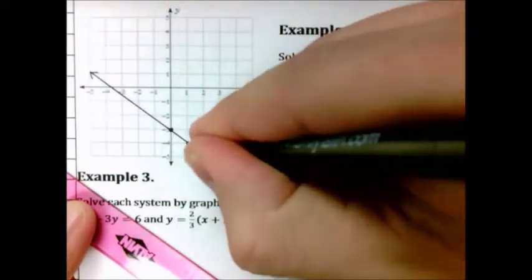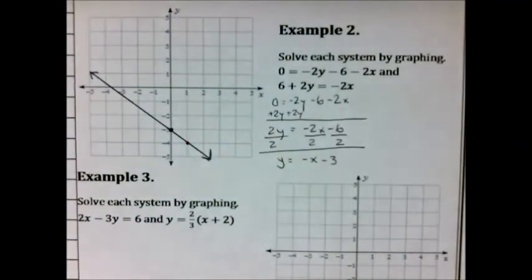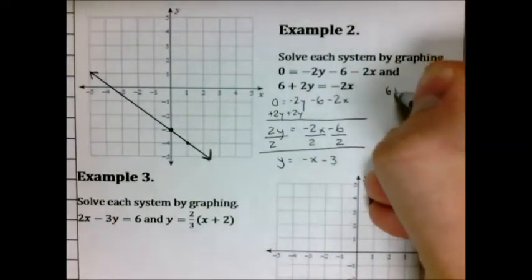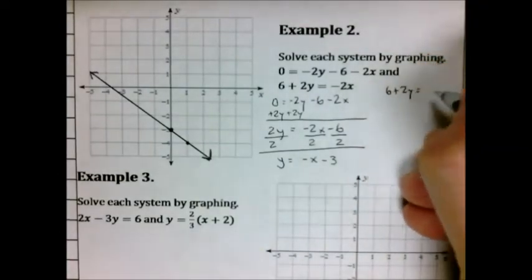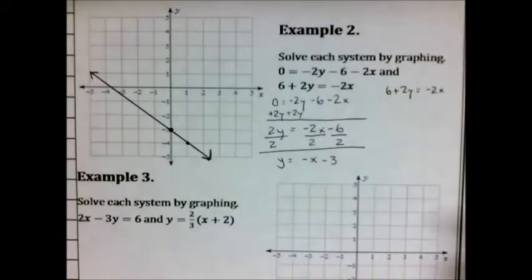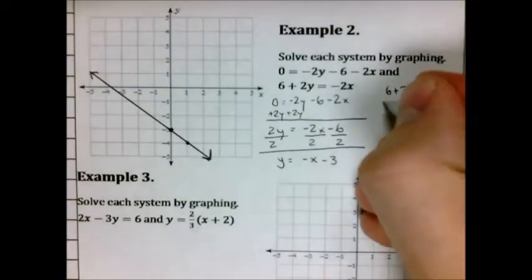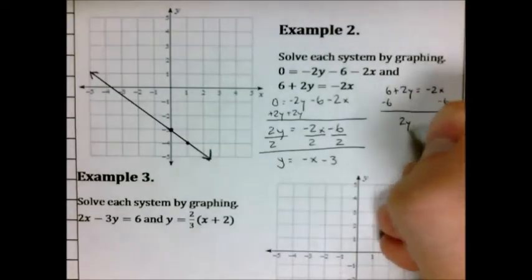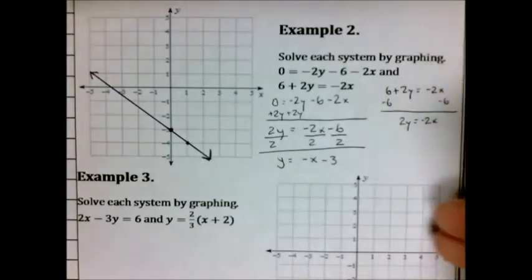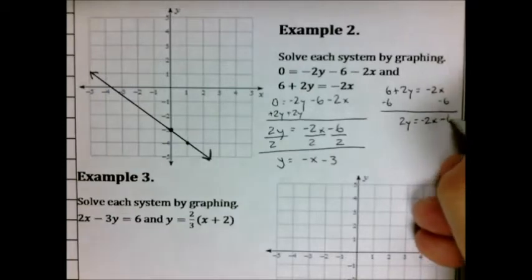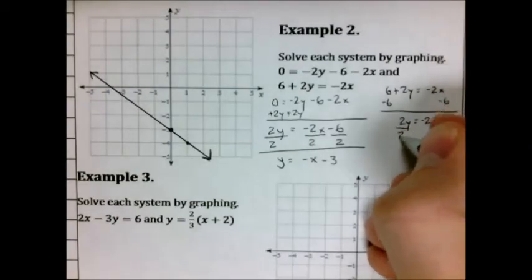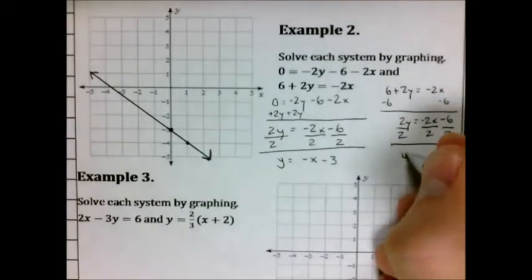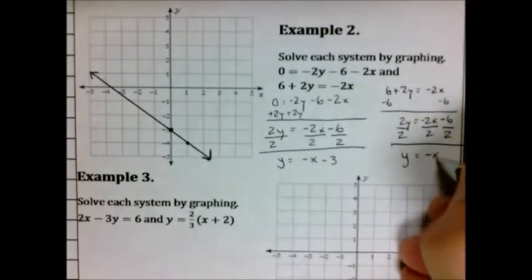It's going to look something like this. Okay, and now let's take our second equation. Remember, our second equation was 6 plus 2y equals negative 2x. And we just have to get y by itself, so we'll subtract 6 from both sides first. And we get 2y is equal to negative 2x minus 6. Divide by 2 on both sides to all terms, and we're left with y equals negative x minus 3.